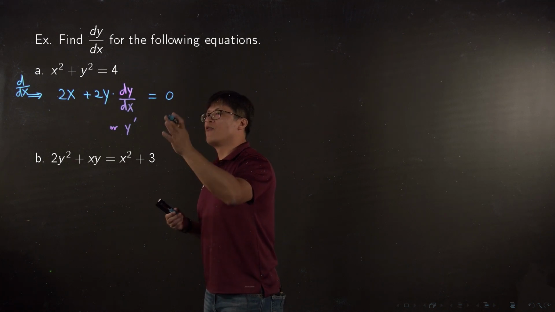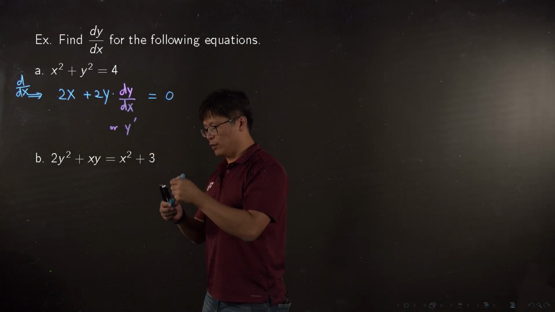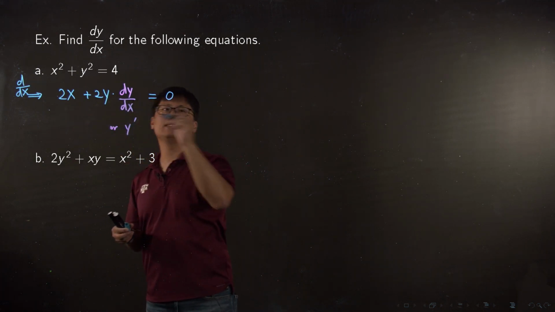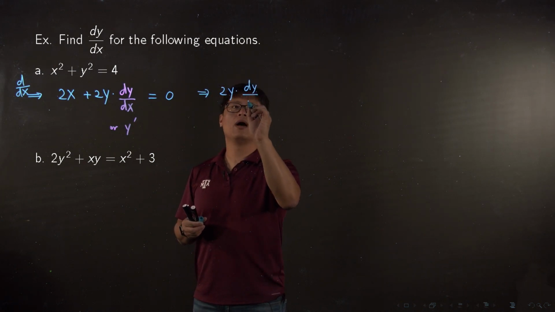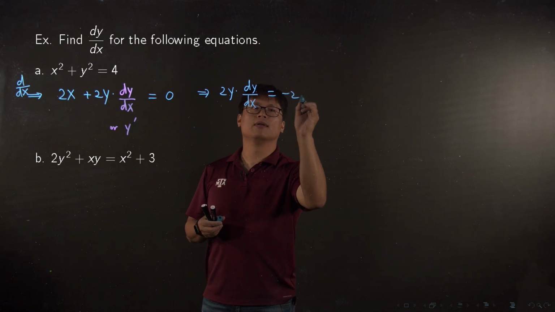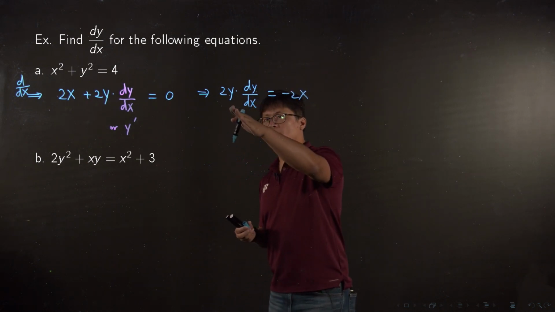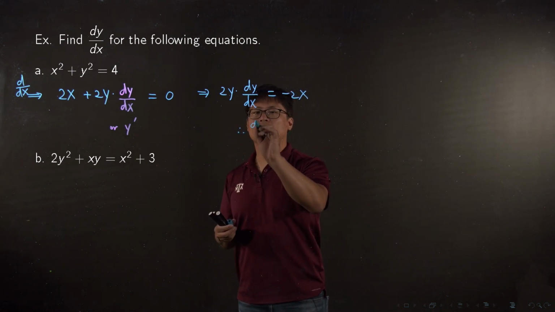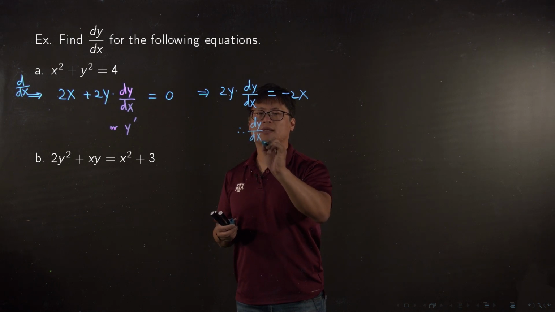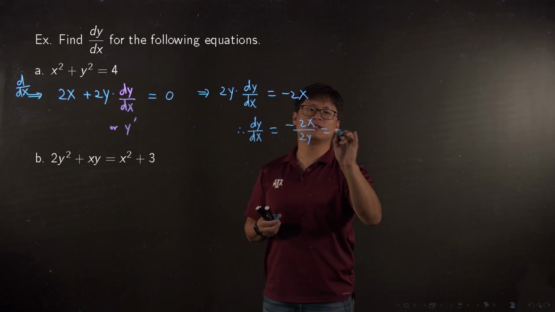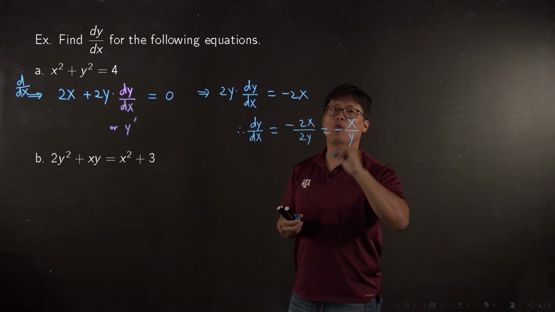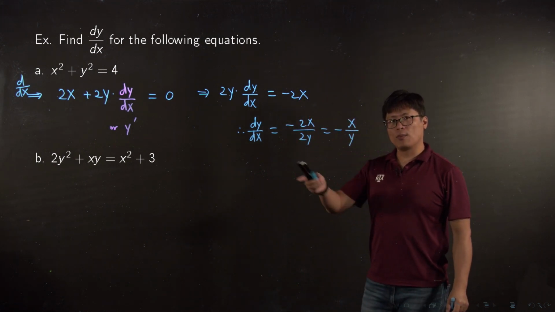Now, we have to solve for dy over dx, okay? Let me subtract 2x on both sides. Then this can be written as 2y times dy dx is equal to negative 2x, okay? Divide by 2y on both sides. Then your dy dx is equal to negative 2x over 2y, which is negative x over y. Is that okay? Then what about problem B?